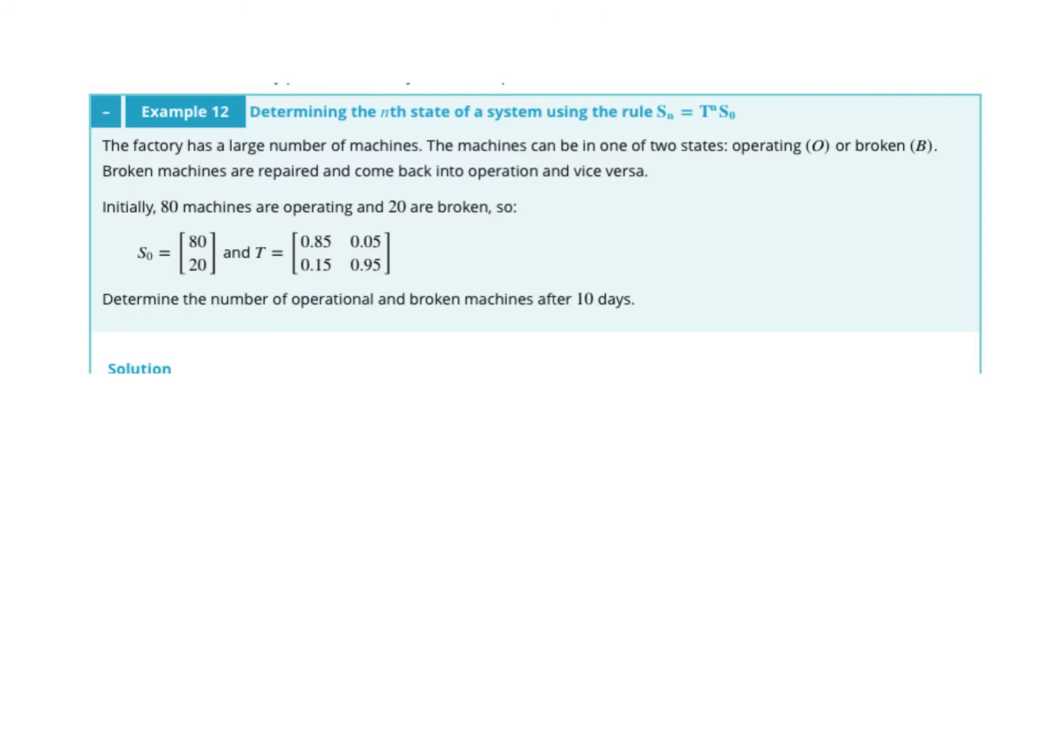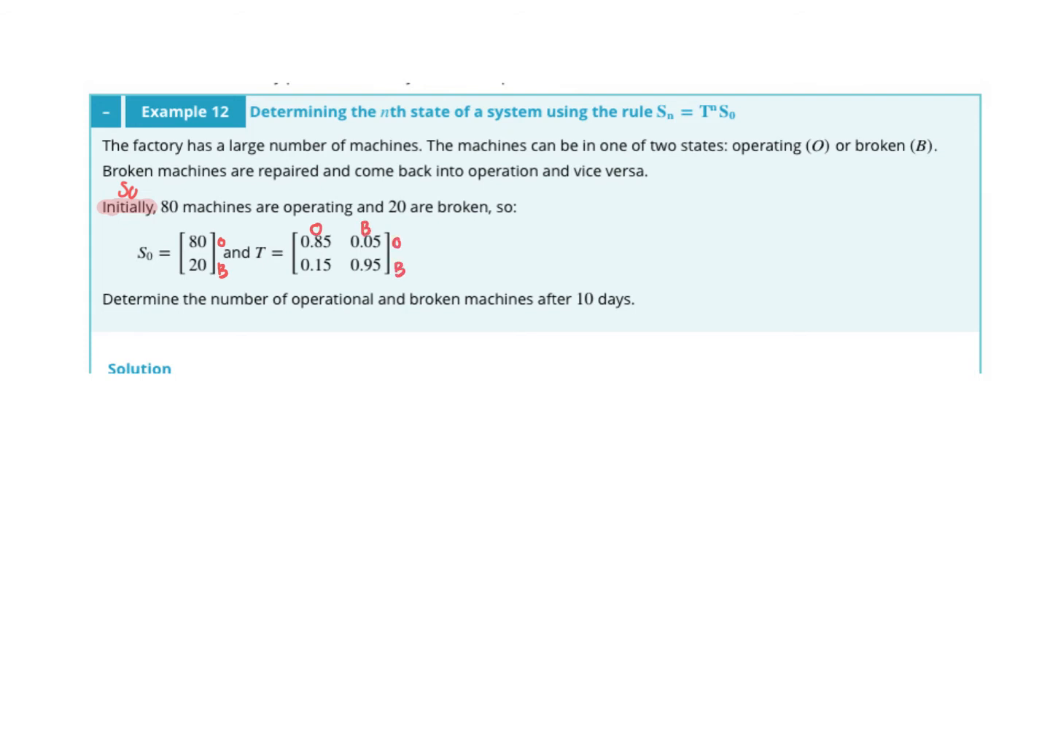Here it says, the factory has a large number of machines, and the machines can move between two states. They're either operating or broken. Broken machines are repaired and come back into operation, and vice versa. Initially, when you see this word, they're setting up your S0. So initially 80 machines were operating and 20 were broken. So I've got the operating and broken, and then they've given you a transition matrix here, operating and broken, operating and broken.